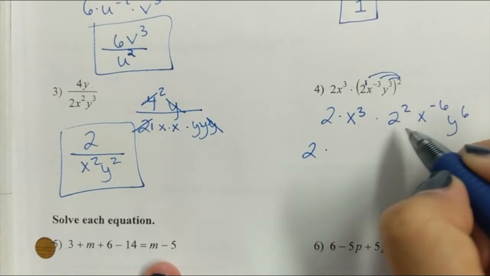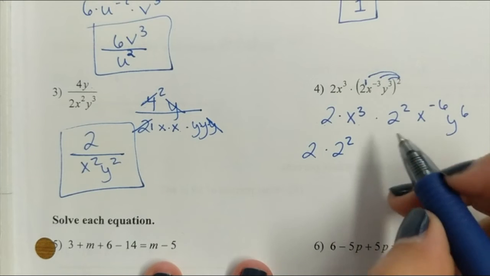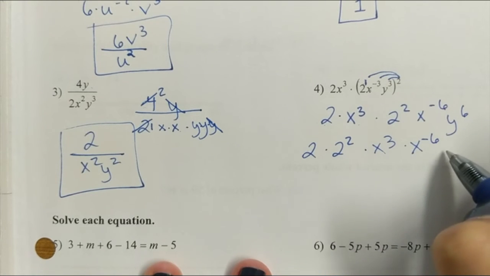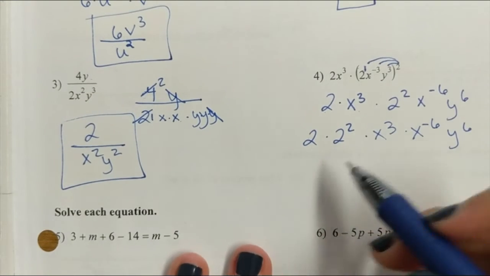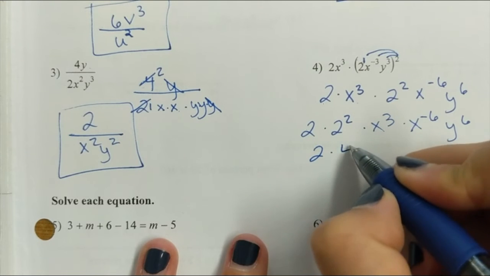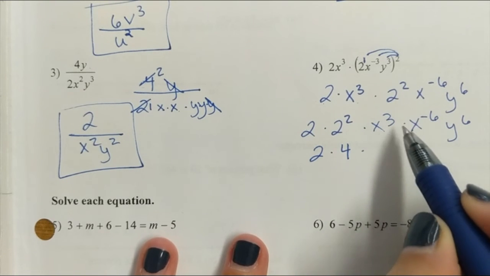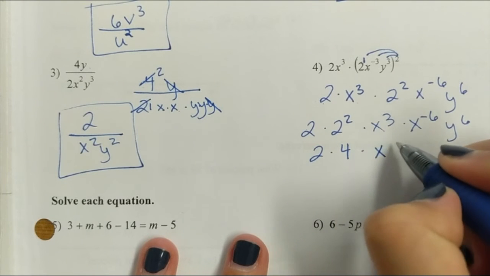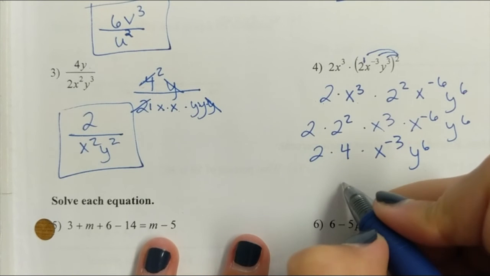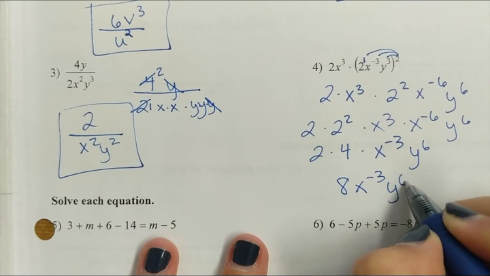So 2 times 2 squared, which we know is 4, right? x cubed times x to the -6, and then y to the 6. Good. 2 times 4 times x. Okay, so now same base, add the exponents. X to the -3, y to the 6. There's nothing that can combine with that. Now I get 8 x to the -3 times y to the 6.